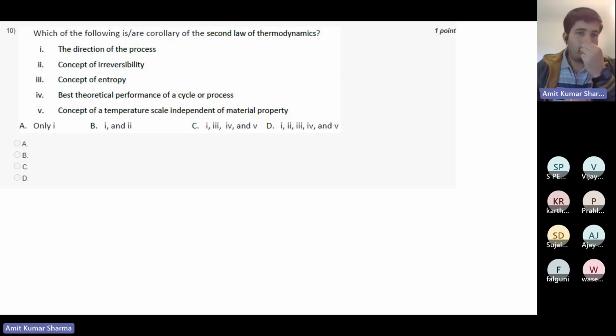Come to question number 10. Which of the following is or are corollary of the second law of thermodynamics? Go through all the options quickly.